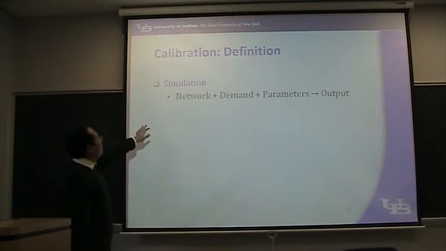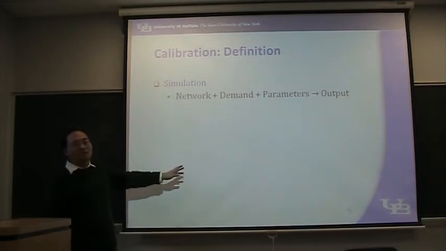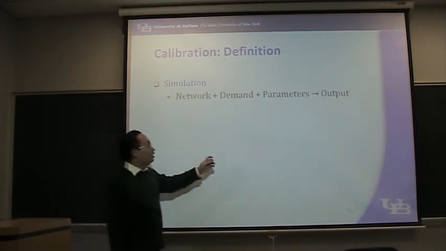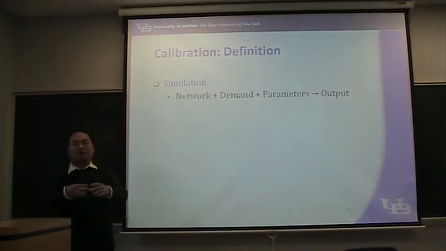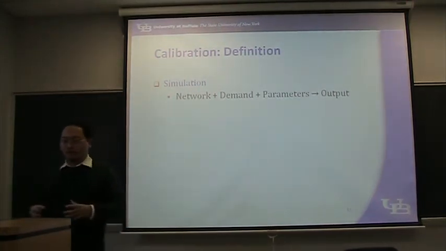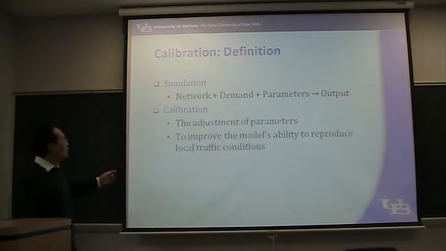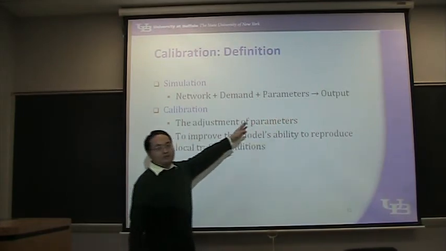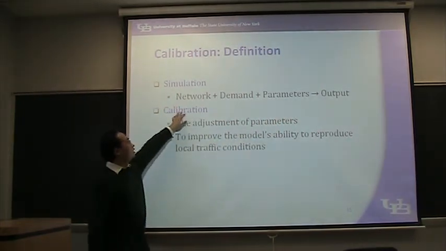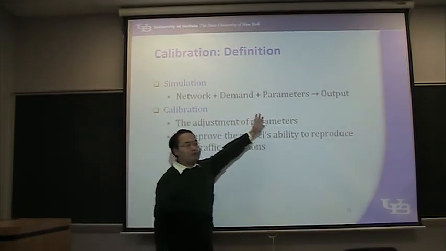This is a formula, my formula for simulation. We have three inputs: network, demand, and parameters, simulation parameters. Then we put all of these things into our simulation model, and we get our output. Right? That's a simulation process. In calibration, we want to adjust this part, parameters. In the error checking, we want to check the network and demand. But in the calibration stage, we want to check the parameters.